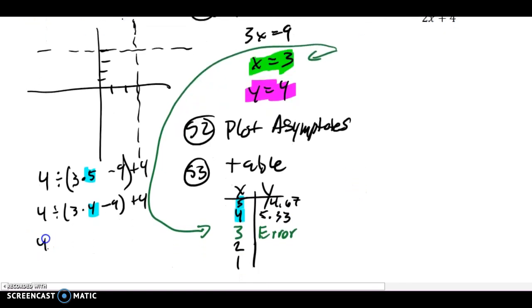Then I'm going to put a 2 in, so 4 divided 3 times 2, minus 9 plus 4. So I'm going to put that in the calculator. And I get 2.67. Now I'm going to put a 1 in.